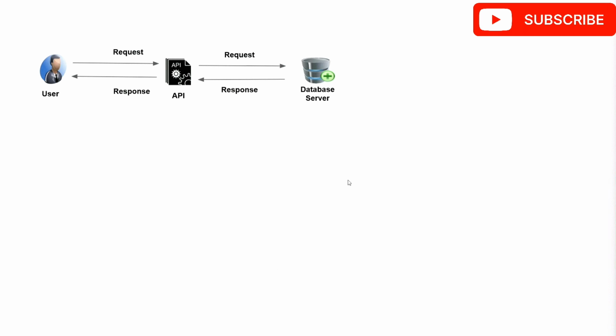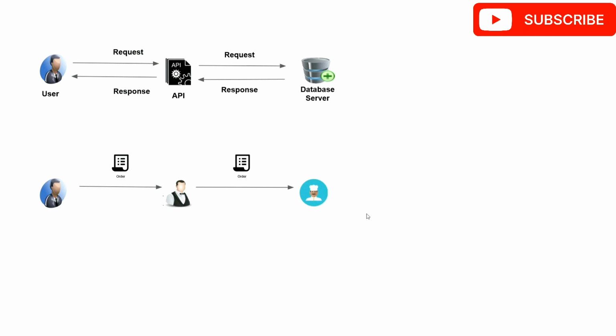To simplify it further, consider the web API as the waiter who takes your order, and the chef as the database that serves you the food, and that food is the response for the request you made in the form of an order. Now, before we proceed with the deployment, let's take a moment to understand what an Azure App Service is and why it is a great choice for hosting web APIs.